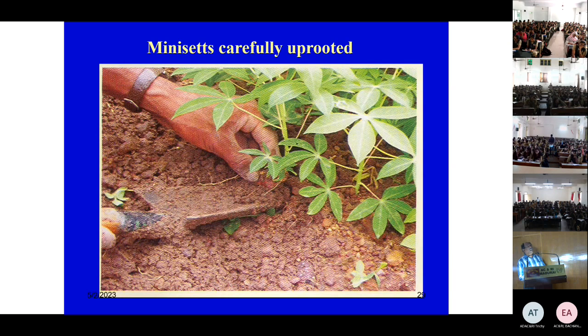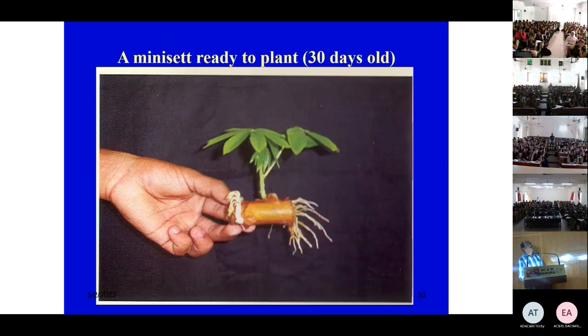So the mini sets are carefully uprooted with the help of a shovel. So the roots are not damaged, and it can be carefully lifted from the place. So 30 days old, almost the mini sets are having roots as well as pairs of leaves. So this is suitable for planting in the main field.